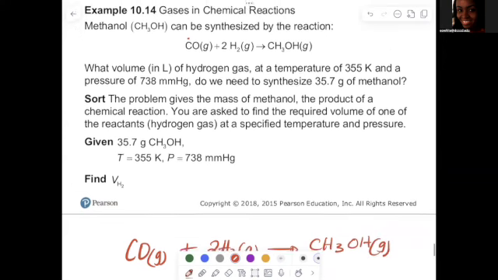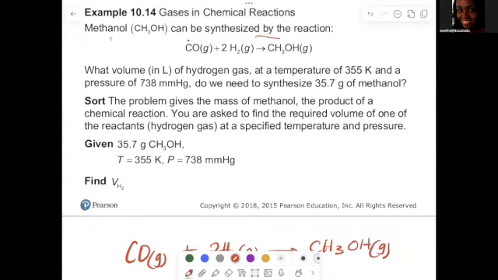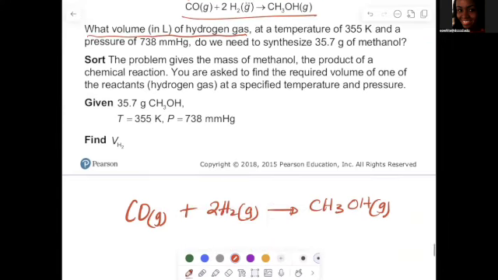Okay, methanol can be synthesized by the reaction below. What volume in liters of hydrogen gas? What is wanted is the volume in liters at a temperature of 355 Kelvin and a pressure of 738 millimeters of mercury. They're talking about hydrogen, right? Do we need to synthesize 35.7 grams of methanol? So this is 35.7 grams of methanol.